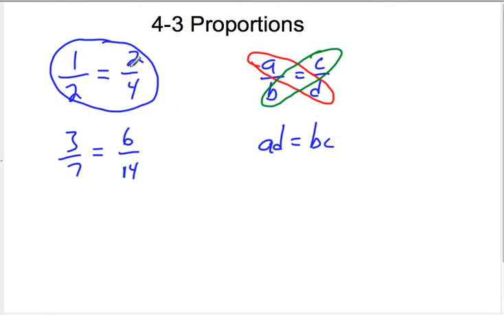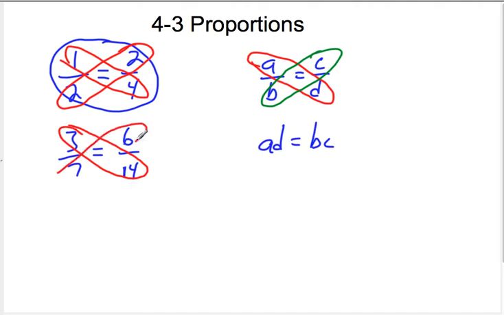So we can check if both of these work using the cross products rule. So if we multiply 4 times 1, we get 4. And if we multiply 2 times 2, we get 4. Let's check here. 14 times 3 is 42. And 7 times 6 is 42.